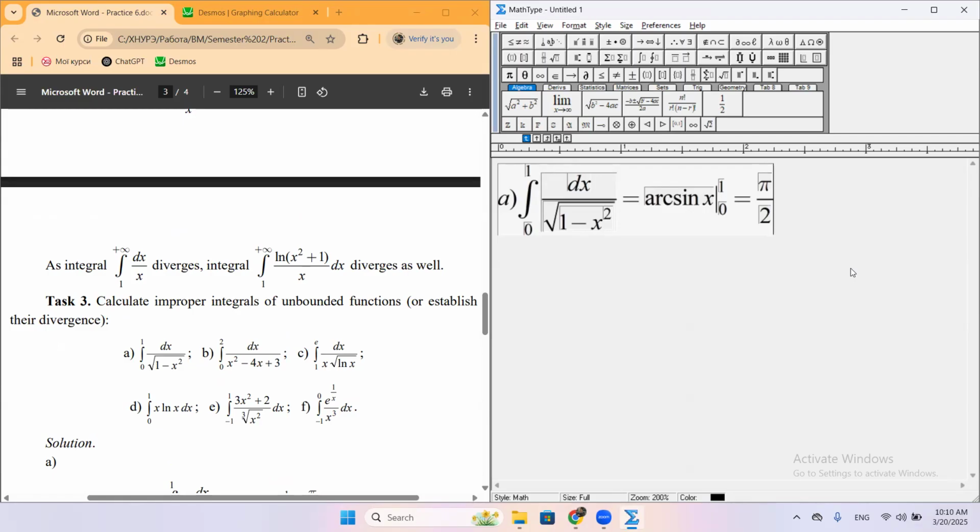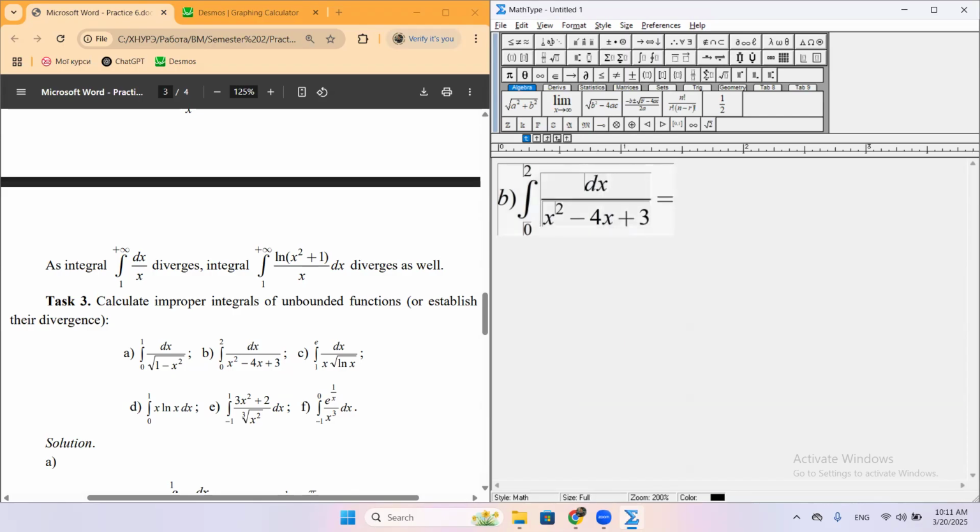Any questions about this exercise? I guess that no. Okay, if no questions, let's move next. Exercise B: from 0 to 2, the following integral, dx over x square minus 4x plus 3.